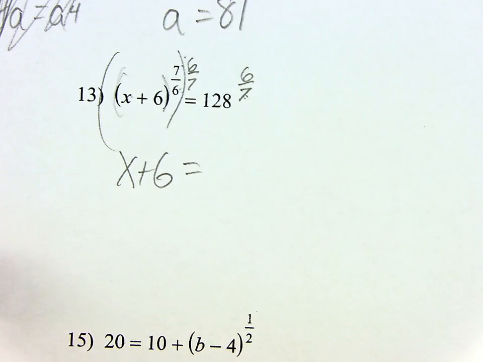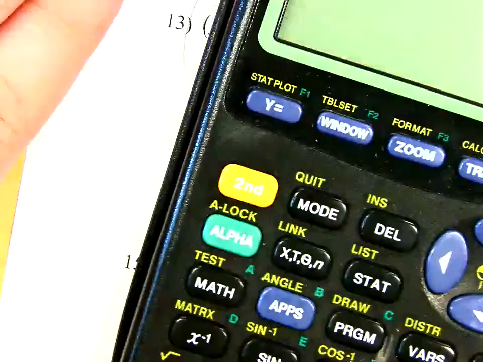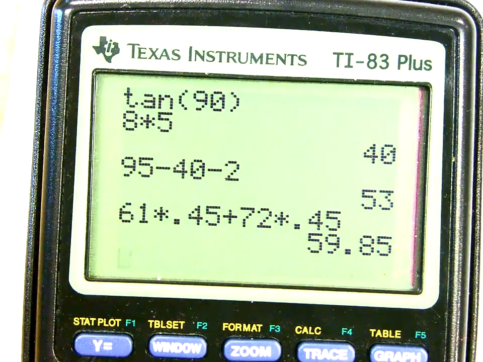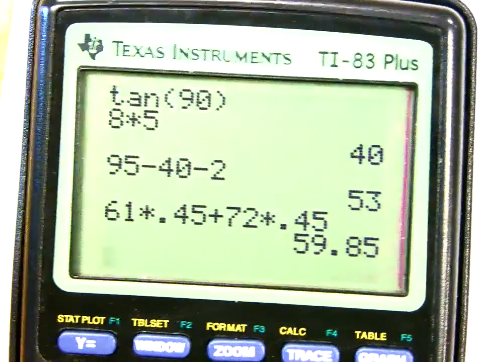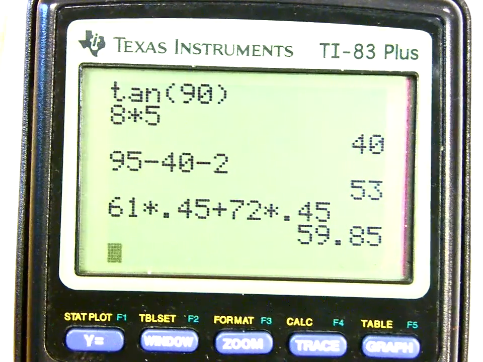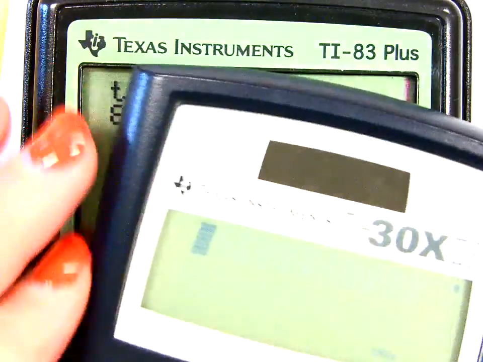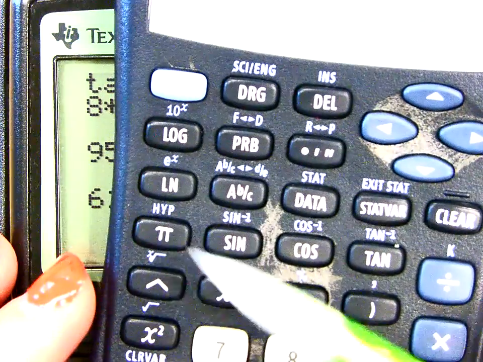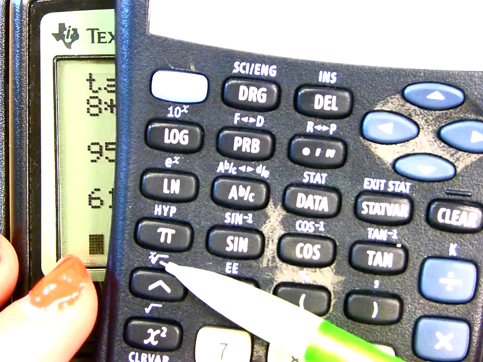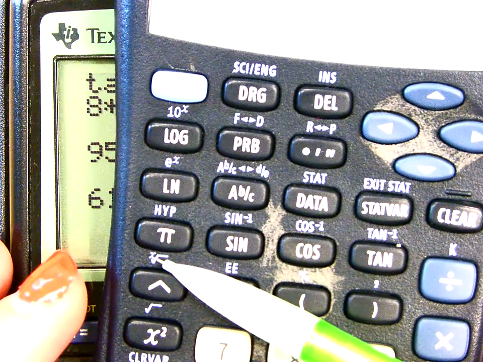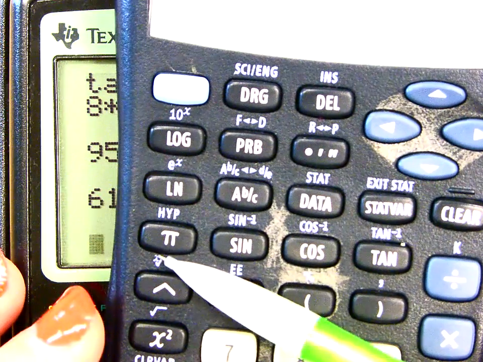You can always do it on your calculators. Remember, if you want the 7th root, most of your calculators have it, though your graphing calculators have it hidden. Hold on, I'll show you on each one. On the scientific calculator, they have a button right here. See that one right there? There's a little x where the index is, and then a square root. So if you need to take some other root, that's the button you would use.